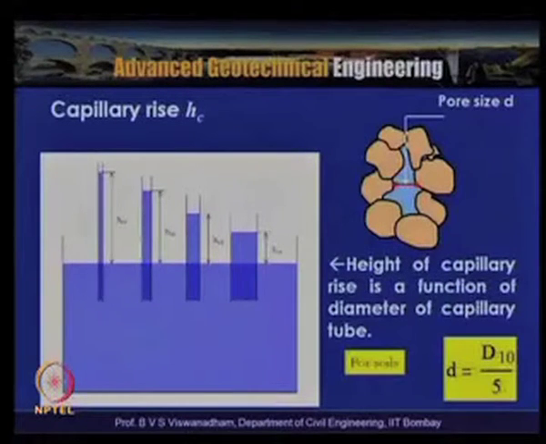One more interesting thing is that the pore diameter is approximated as 1/5 of the effective particle size, that is, 20% of the particle size. If you take a fine grained soil, the pore spaces are very fine. If you take a coarse grained soil with D10 equal to 0.5 mm, then the pore diameter is around 0.1 mm.